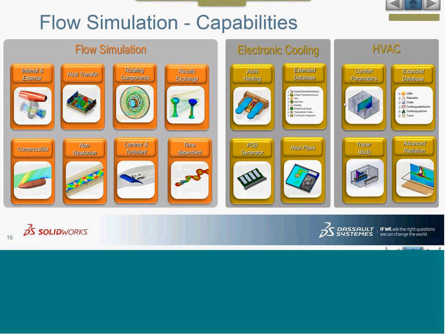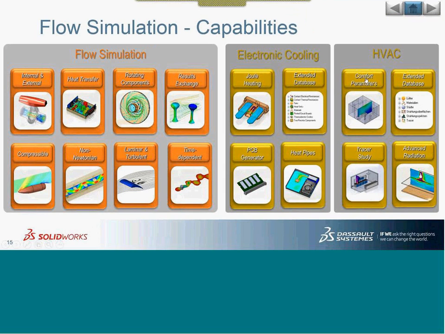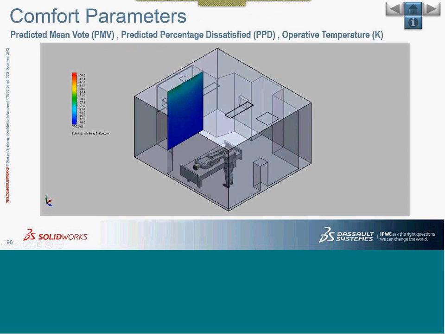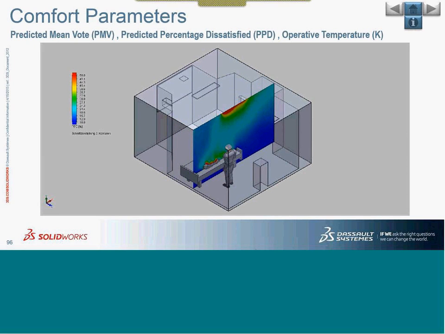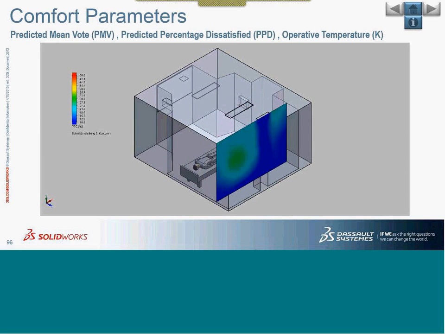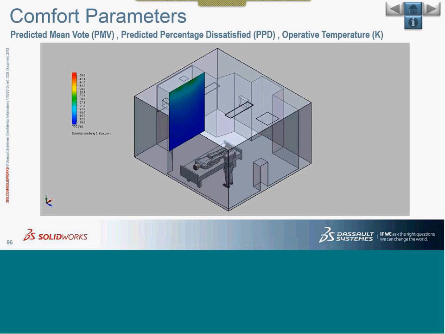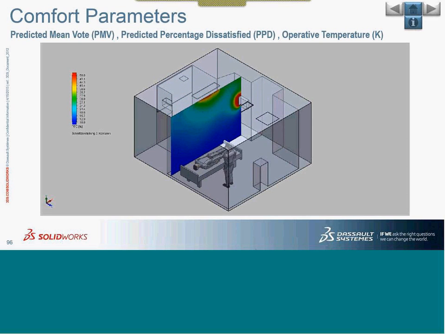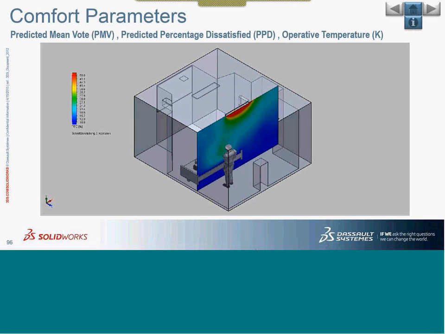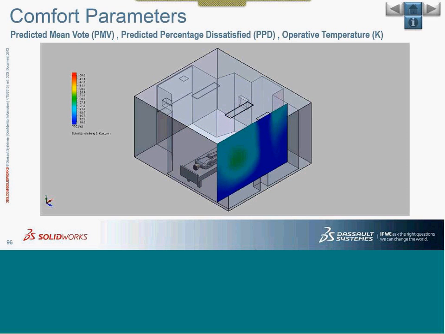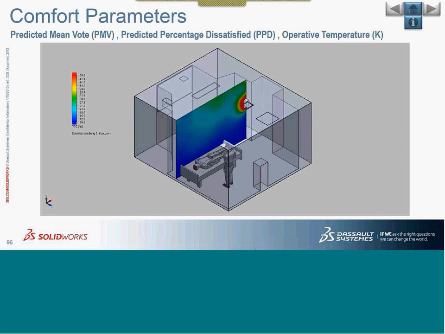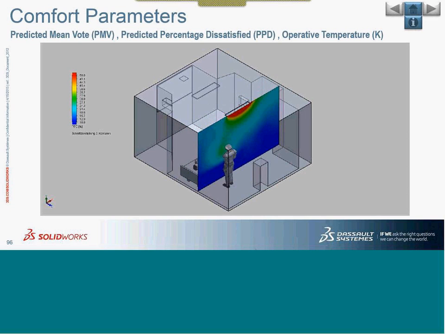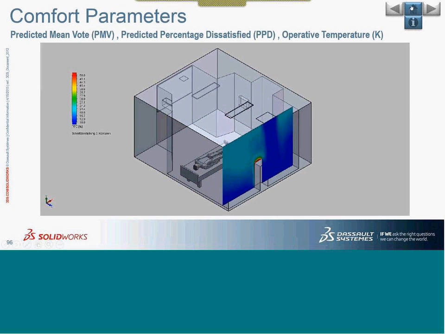And finally HVAC: heating, ventilation, and air conditioning. Over here, it is more towards architectural details or towards the design of clean rooms, server rooms, etc., wherein I want the entire room maintained at a certain temperature or a certain velocity of air. Typically, this is understood and discussed using parameters called predicted mean vote, percentage dissatisfied, operative temperature, etc. So this module has the capabilities to calculate these parameters.